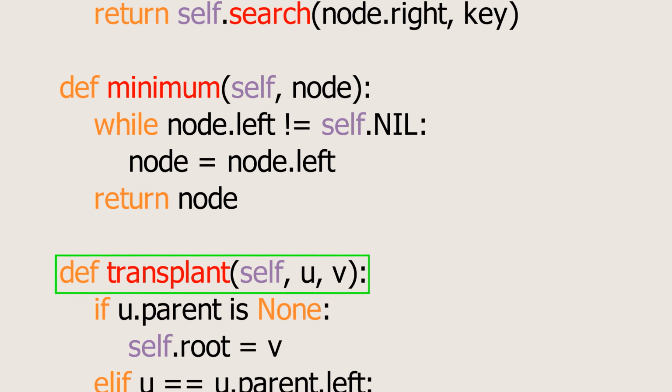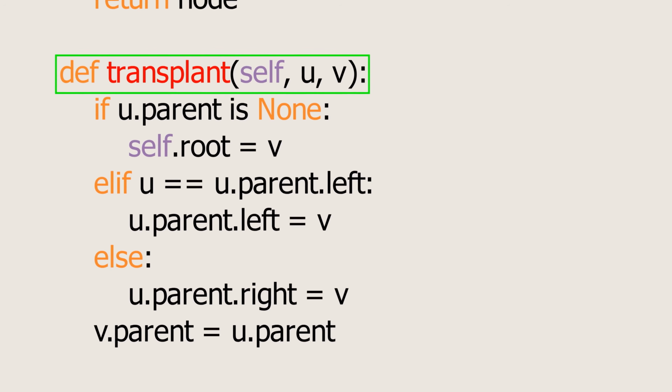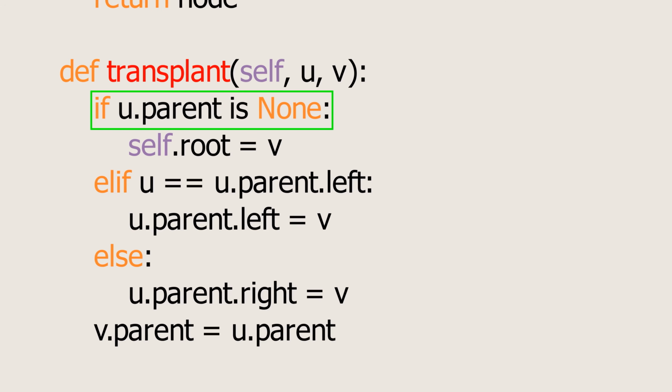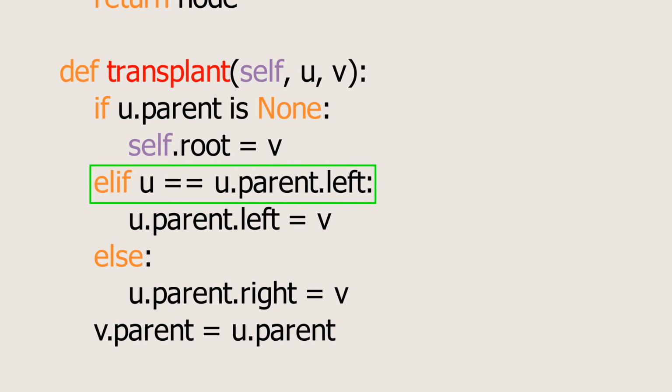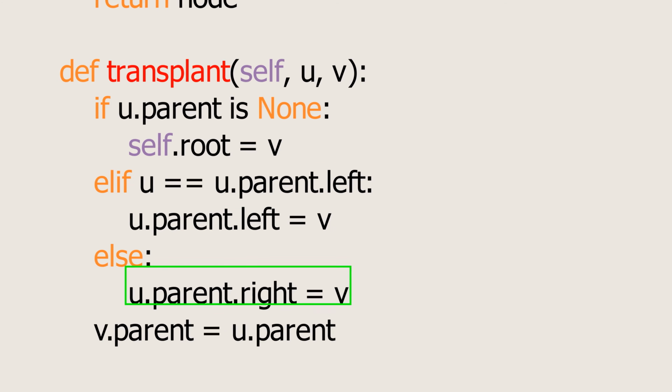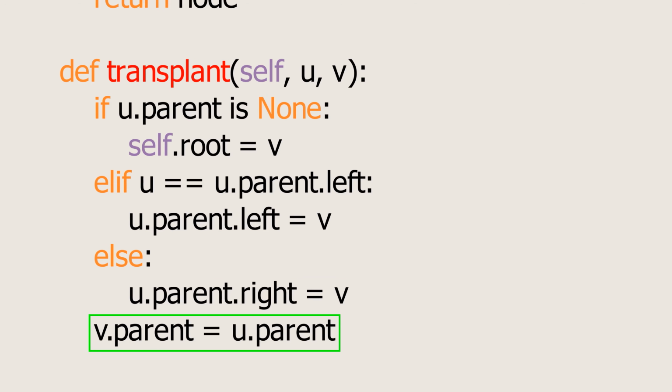The next helper function is transplant. This function is used during deletion to replace one subtree with another. It essentially moves the subtree rooted at node V into the position of node U. First, if node U is the root, we set the root of the tree to V. If U is the left child of its parent, we update the parent's left child to V. Otherwise, we update the right child. Finally, we set the parent of node V to be the parent of node U. This function is crucial for handling node replacement in the tree when deleting or rearranging nodes.